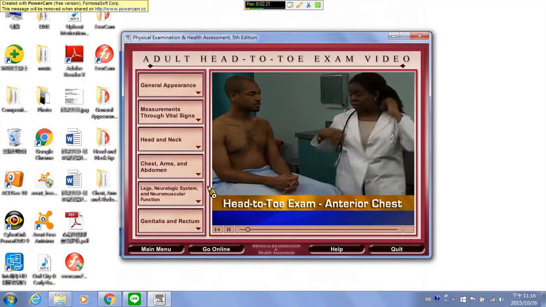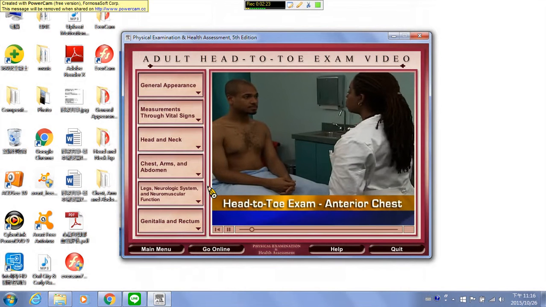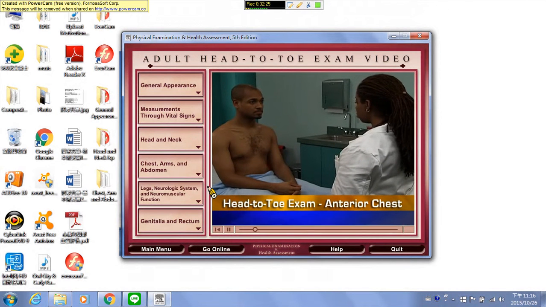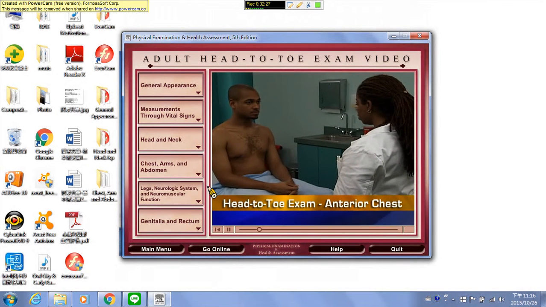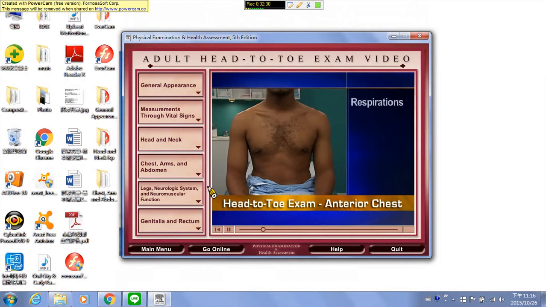Now I'm just going to take a look at your chest. Face the person to examine his anterior chest. For a woman, loosen her gown in the front, but leave it on her shoulders. Then inspect the person's respiration and skin characteristics.